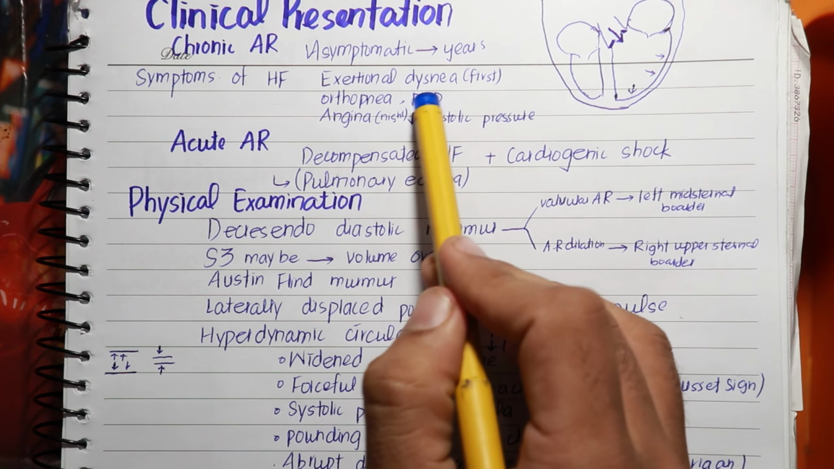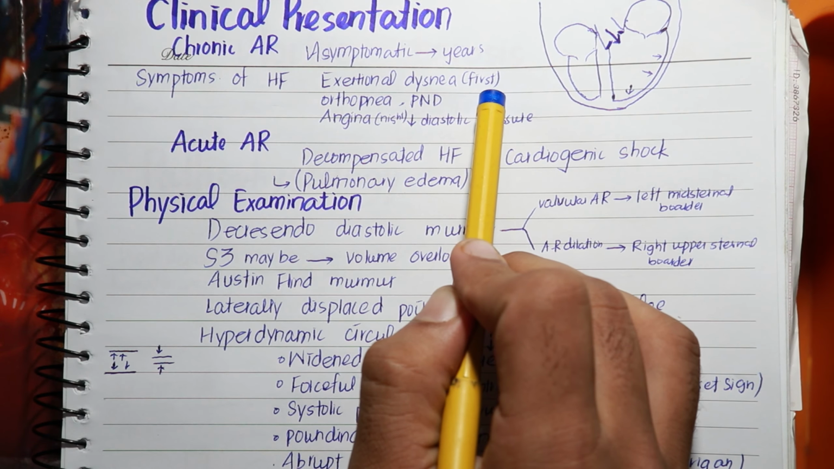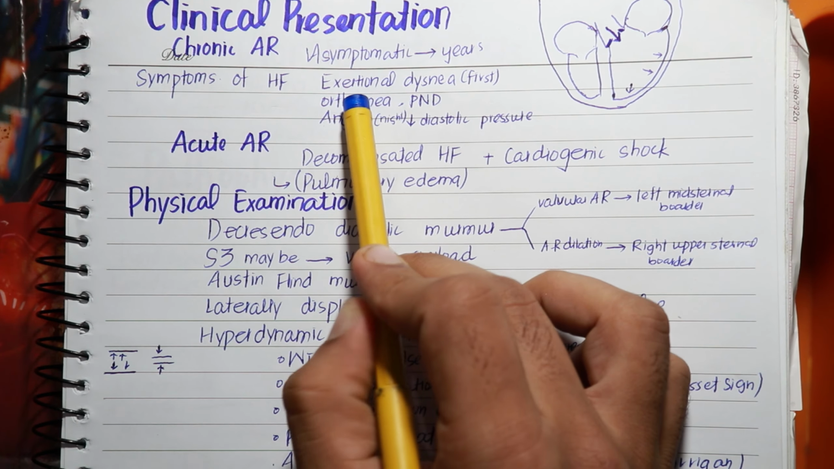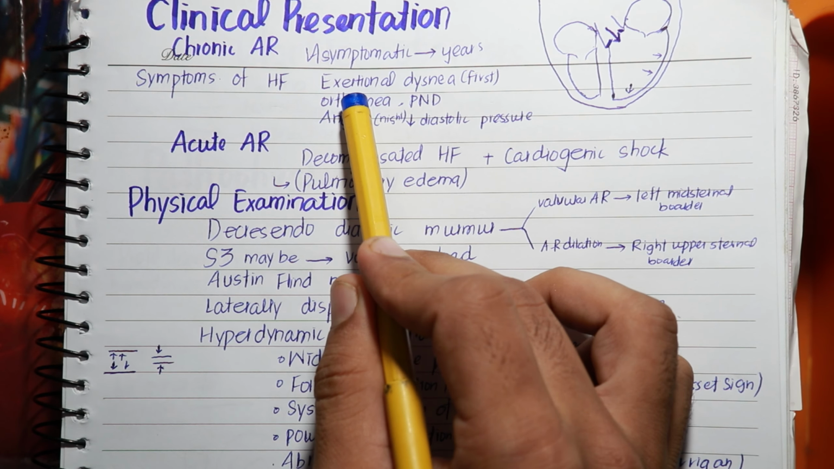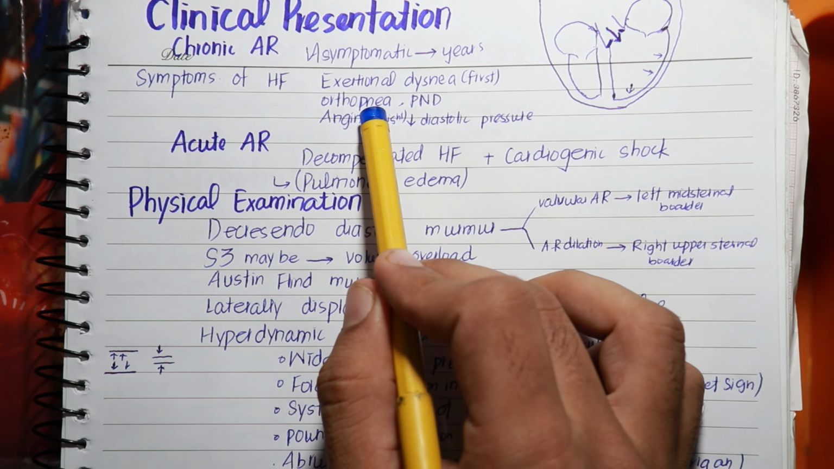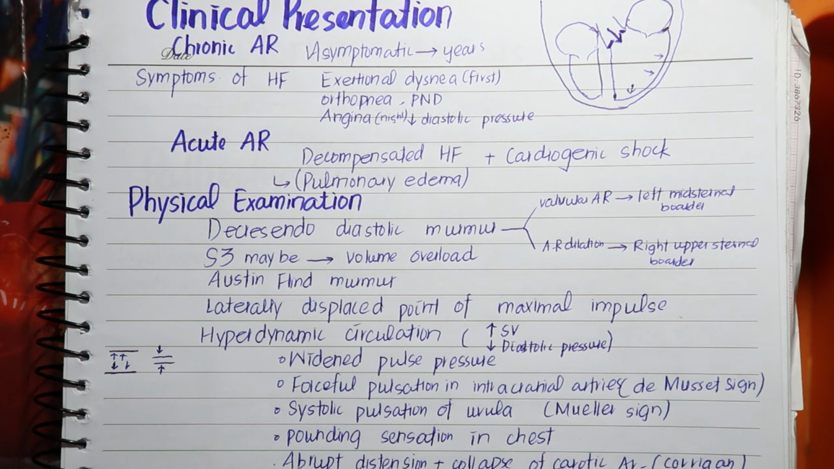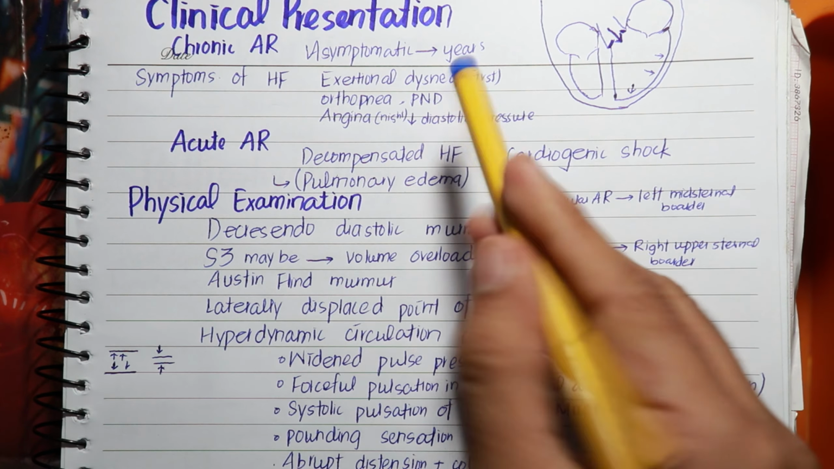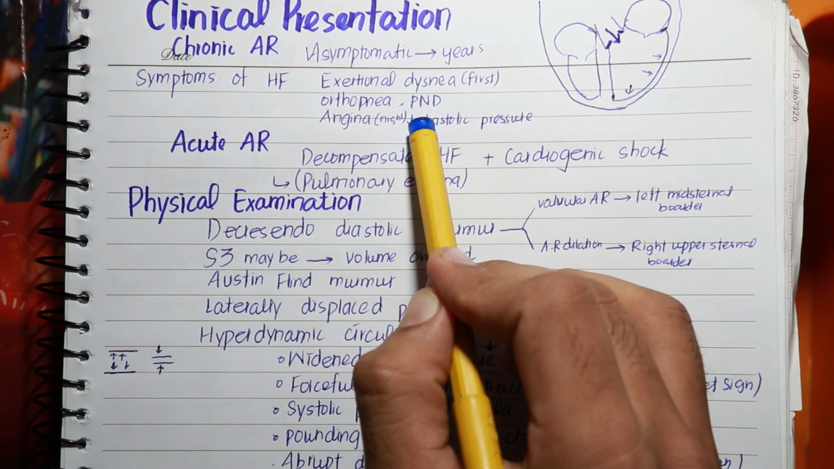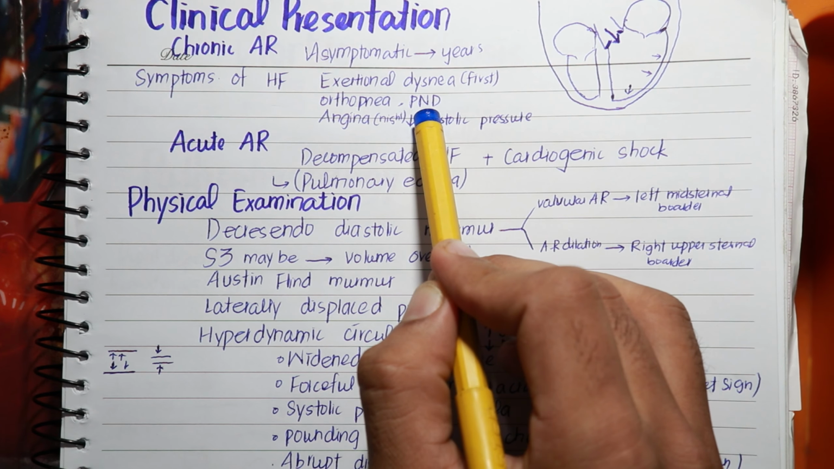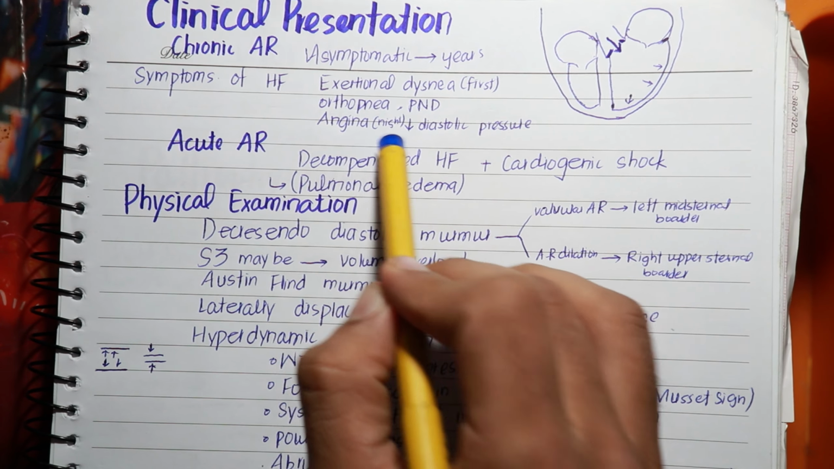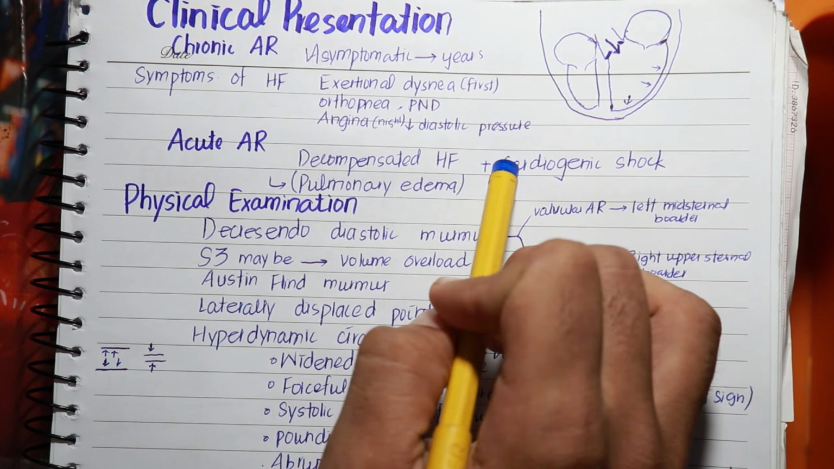These symptoms are exertional dyspnea. It is the first symptom that appears. The patient will have difficulty in breathing when he does some sort of exercise, like walking on stairs or running. So he feels exertional dyspnea, shortness of breath. Also orthopnea. Orthopnea means when he lies down, he feels shortness of breath. PND, paroxysmal nocturnal dyspnea: at night when he is sleeping, he suddenly feels shortness of breath. This is paroxysmal nocturnal dyspnea. And angina, specifically at night, and decreased diastolic pressure.